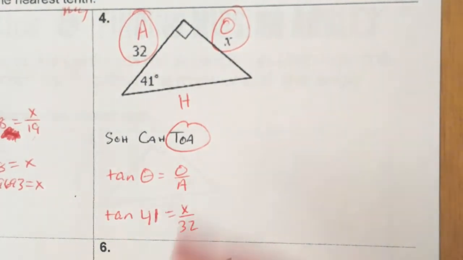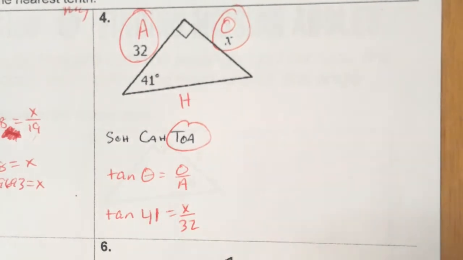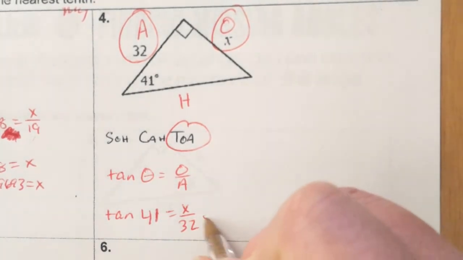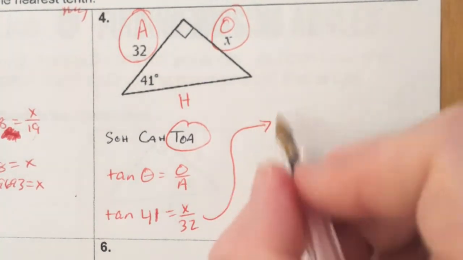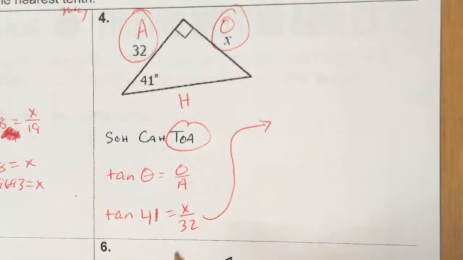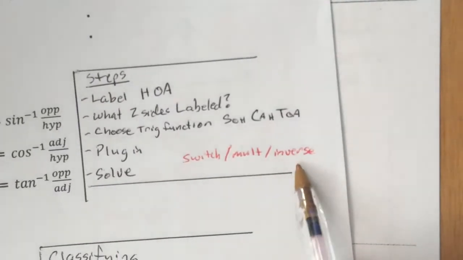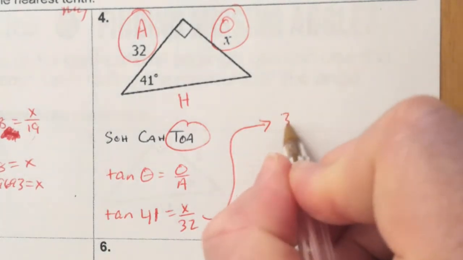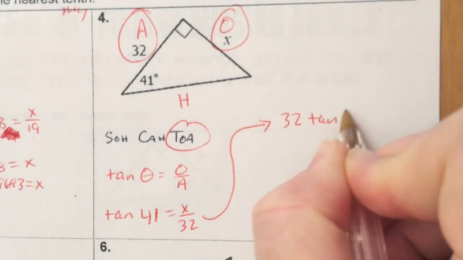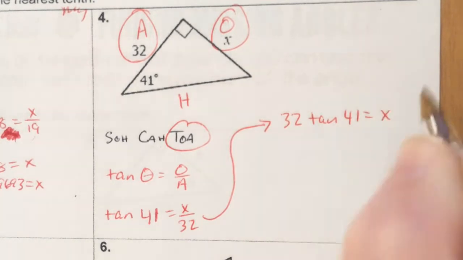Depending on what's happening, this could be an answer there. I ran out of room, so I'll put it up here. Now we have to choose how we are going to get X by itself. Are we going to switch, multiply, or inverse? How do I get rid of the 32? Well, it's dividing, so to get rid of it, you would multiply onto the other side. So that would just be 32 tan of 41 is equal to X.